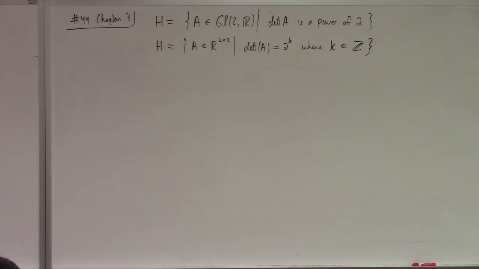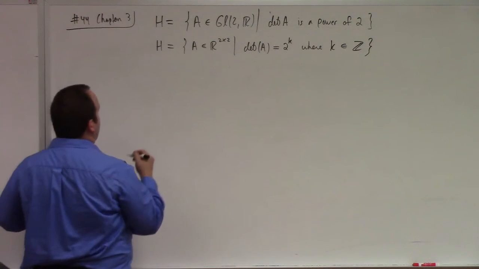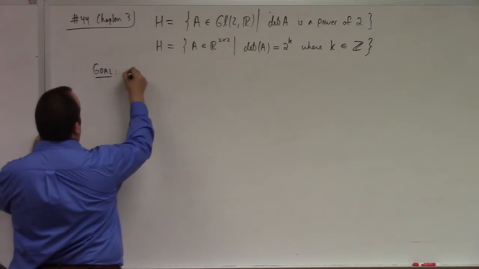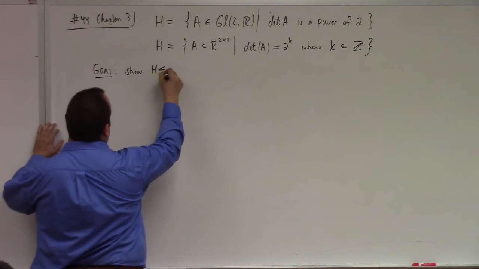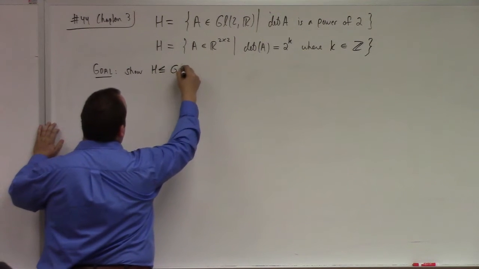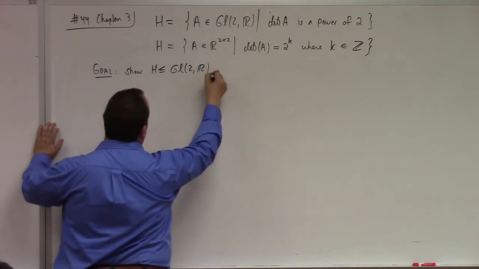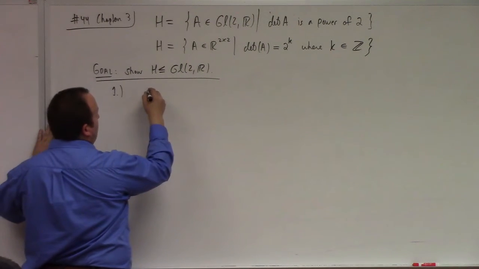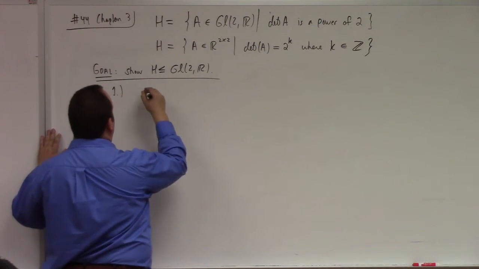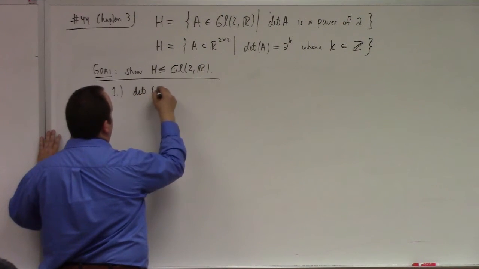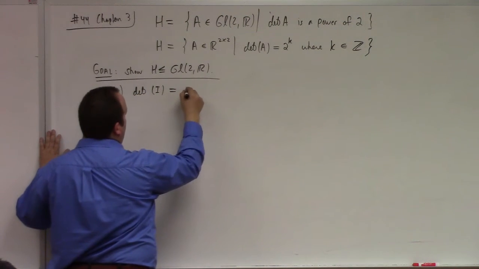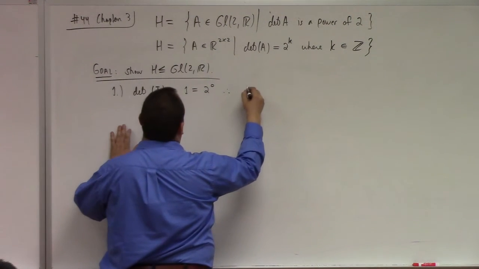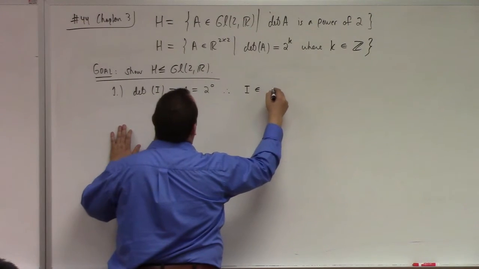All right? So to show that this is a subgroup, our goal is to show that H is a subgroup of GL2R. So what do I need to do? Step 1, notice that if we look at the determinant of the identity matrix, that's equal to 1, which is equal to 2 to the 0. So therefore, I is an element of H.